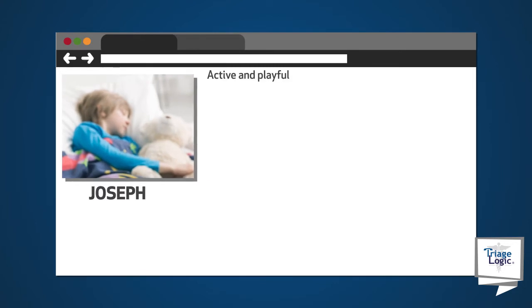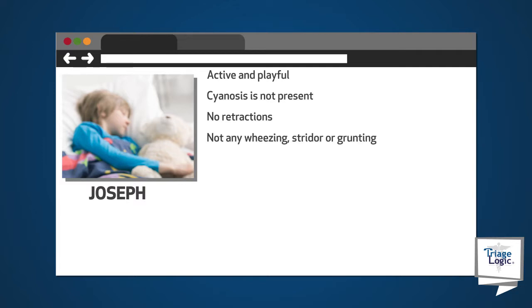Here are the results of your assessment. Joseph is still active and playful. Cyanosis is not present at rest or when coughing. His respiratory rate is 24 per minute at rest. There are no retractions noticed by the mother. You do not hear any wheezing, stridor, or grunting when listening to Joseph, and he can speak in complete sentences. He told you there is no pain when coughing, and his chest does not hurt when he takes a deep breath. He also denies ear and throat pain.